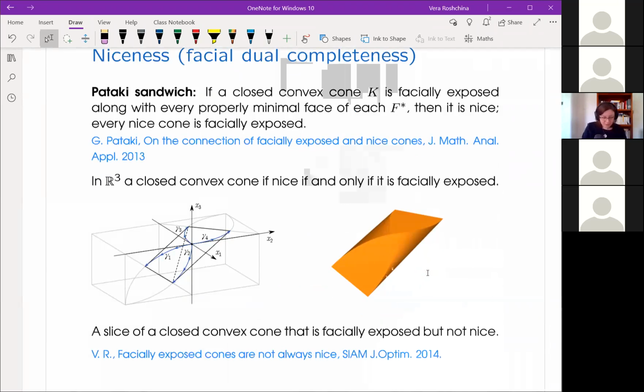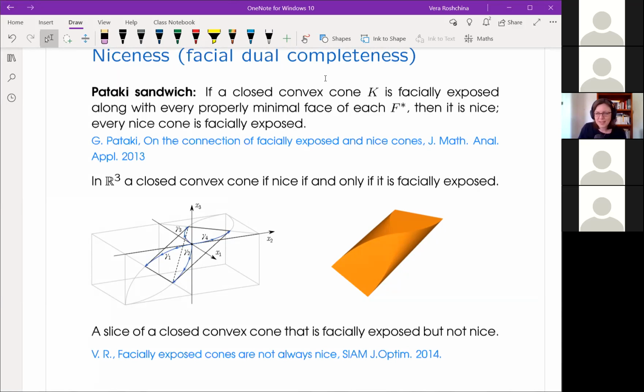But nevertheless, it's valuable, and it would be nice to get some properties that are easier to check than checking that some set is closed, especially numerically. I mean, it's not something that can be done. So there was this research by Gabor Pataki from the University of North Carolina at Chapel Hill, who started all this renewed interest in nice cones.